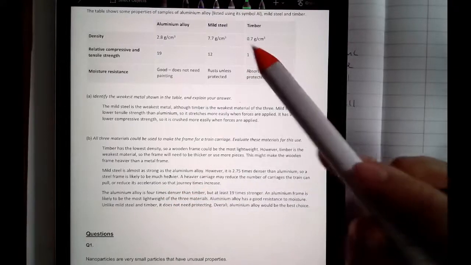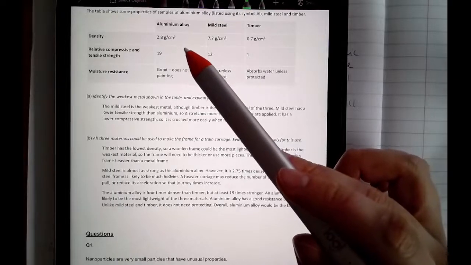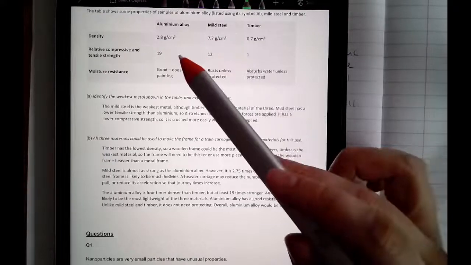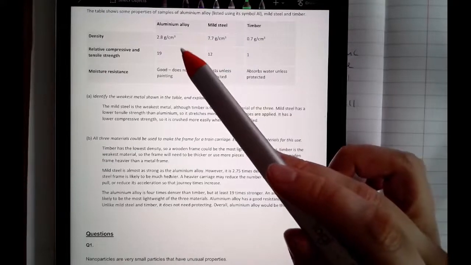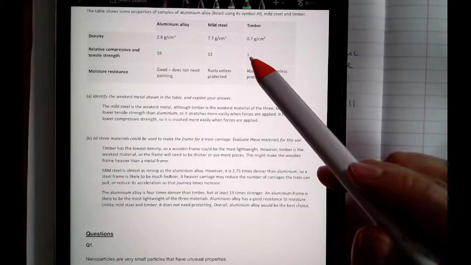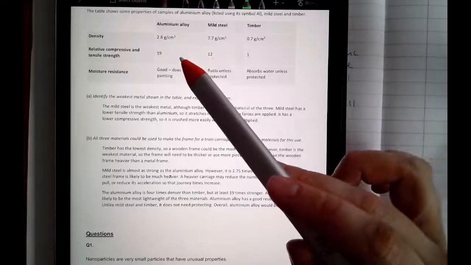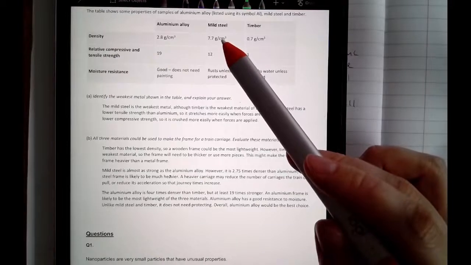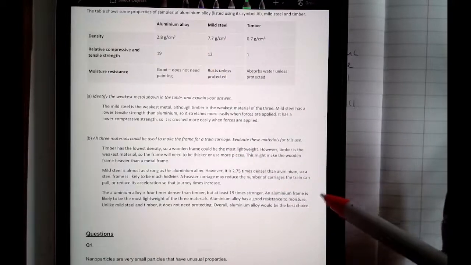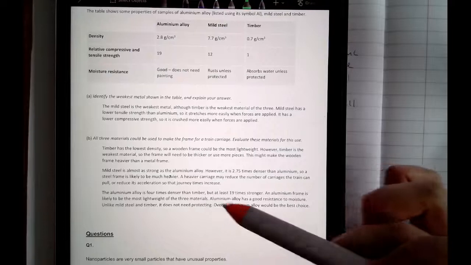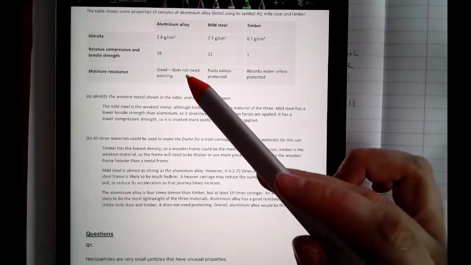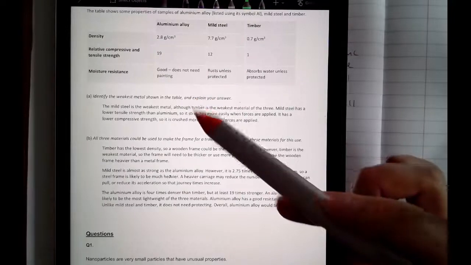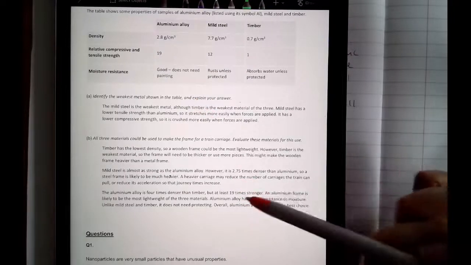It is denser than timber, but it's less dense than mild steel, and it's the strongest. So you won't need as much of it as you would need of timber, because it's so much stronger, and it's a lot less dense than the mild steel, and it's stronger. So you could say aluminium frame is actually most lightweight. It's also got good resistance to moisture, so it's going to last longer. So it doesn't need to be protected. So overall, that would be the best choice.